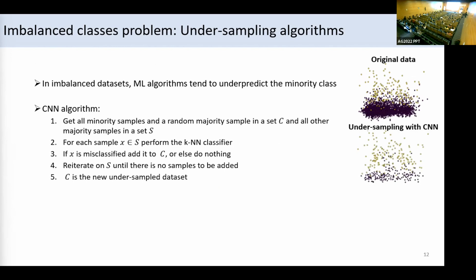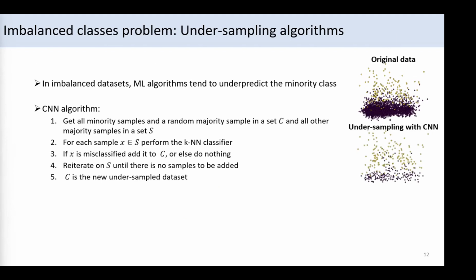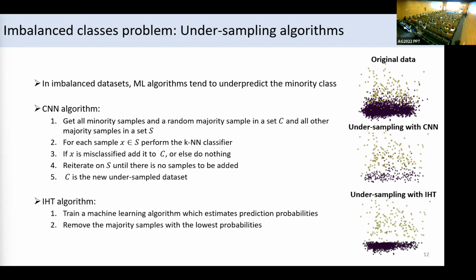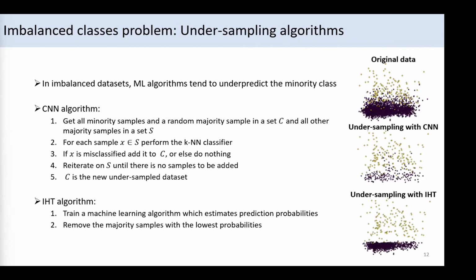The first strategy for undersampling was with CNN, which keeps only the majority class samples that are near the other class samples, making the problem harder. And another data set does the exact opposite. It makes these two classes more separable.